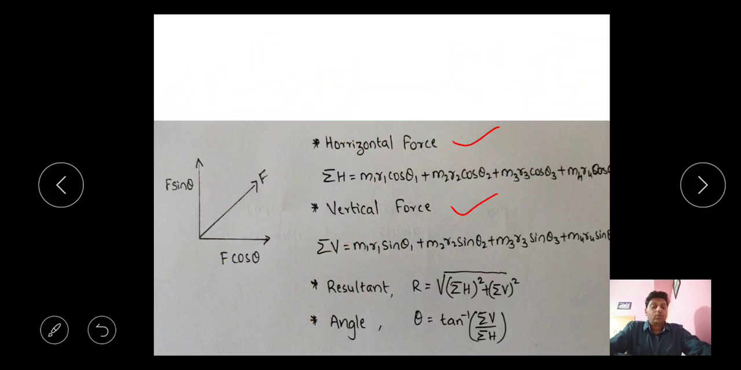Here we'll understand. This is the F I have considered. Force is acting at an angle theta. So this is theta. What will be the horizontal component? F cos theta. What will be the vertical component? F sin theta. So now you are considering only one force, only F is there. I have explained it here.